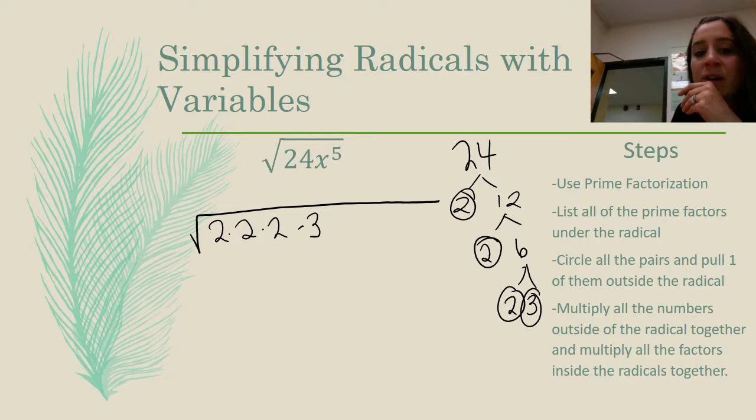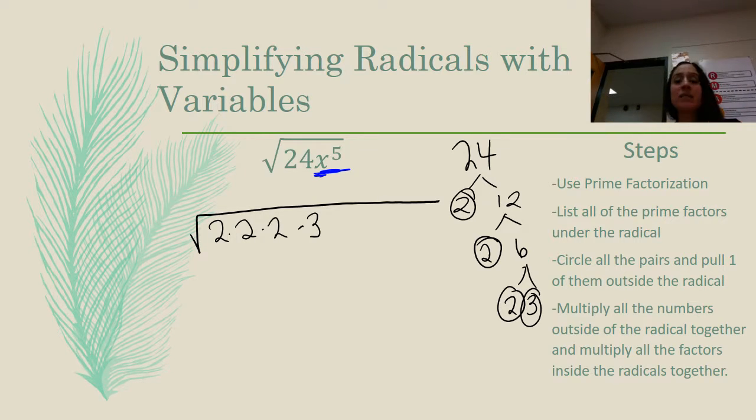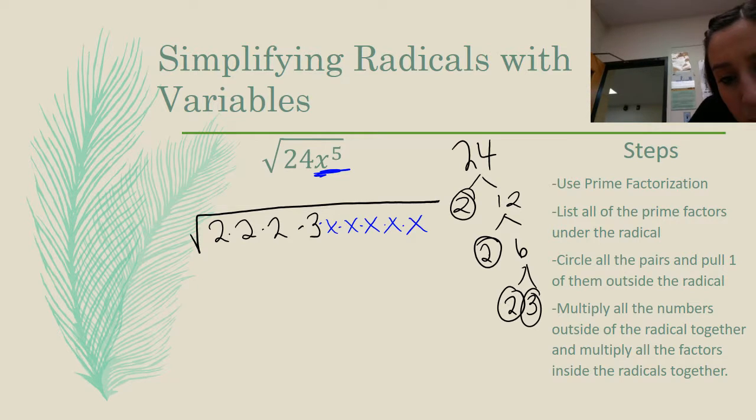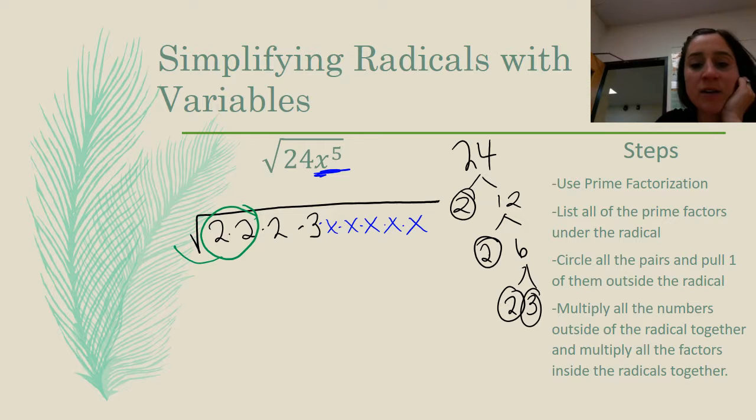But now I'm also going to break up my x to the 5th. Well, what does that mean? That means it's x times itself 5 times. So x times x times x times x times x. So I'm just going to write that out. Now I'm going to look for my pairs again, things that I can pull outside of my radical. So I'm going to circle my 2s because they're a pair, so I know a 2 is going to come outside of my radical. And then I'm also going to be able to pull out 2 x's, which is x squared.